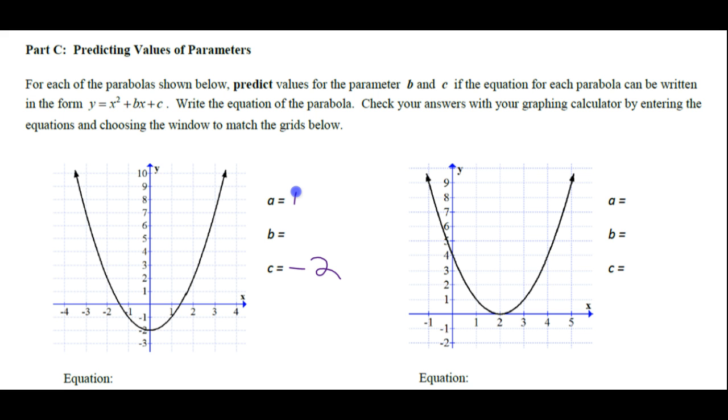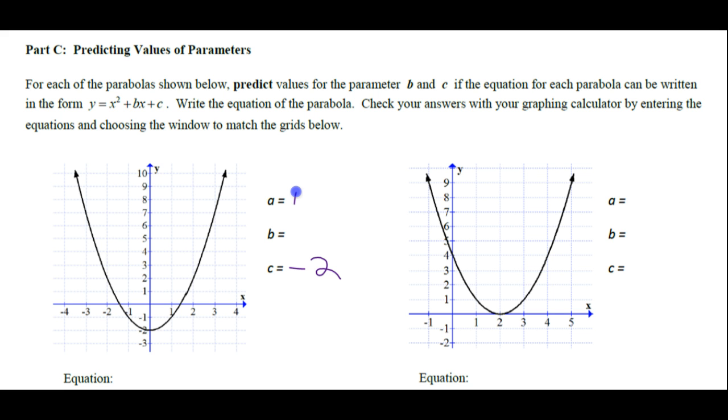-2. What do you think B is for this? Okay. What did B do? It moved it, right? Does that look moved? No. It only moved down, so what's B? 0, right? No movement. If there's no side to side, right, what does A do? Changes the shape, tells me which way it opens, right? So it makes it narrower or wider.